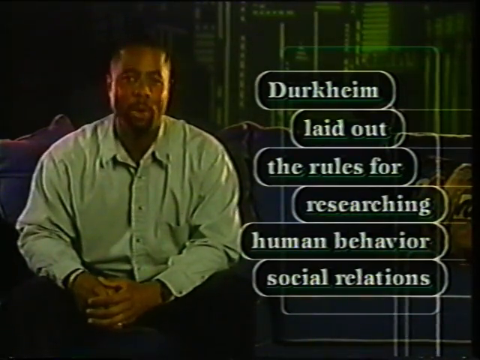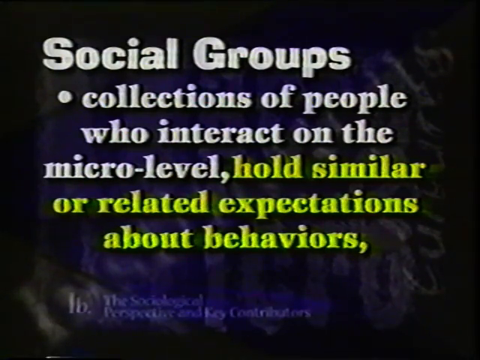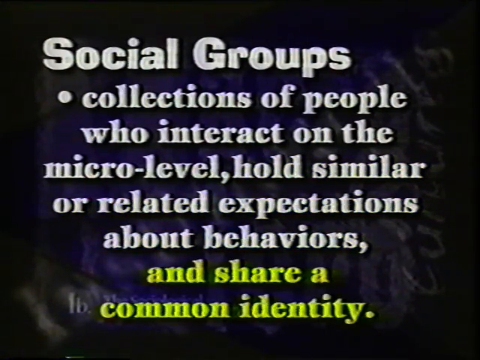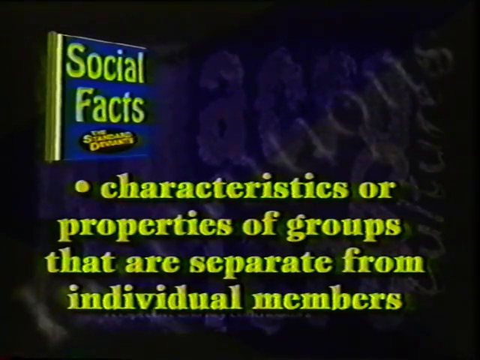And he came up with the important idea of social facts and the notion that social groups can be understood through social facts. So what are social groups and social facts, you may wonder? Social groups are collections of people who interact on the micro level, hold similar or related expectations about behaviors, and share a common identity. Social facts are characteristics or properties of groups that are separate from individual members.